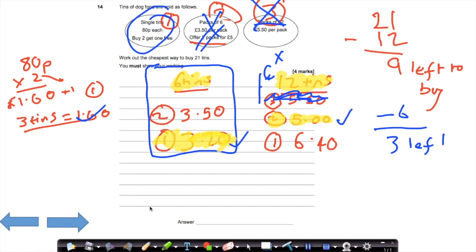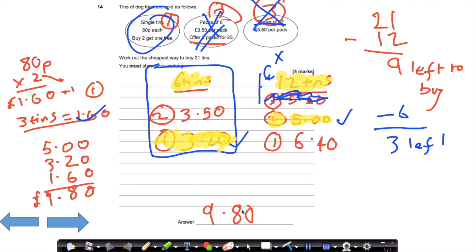Therefore, 12 tins, £5. 6 tins, £3.20. 3 tins, £1.60. And how much are we spending? Well, a little bit of addition, and it's £9.80. So forget the pound sign, £9.80. That is an attempt at a 0. £9.80. That's the cheapest way of buying 21 tins.